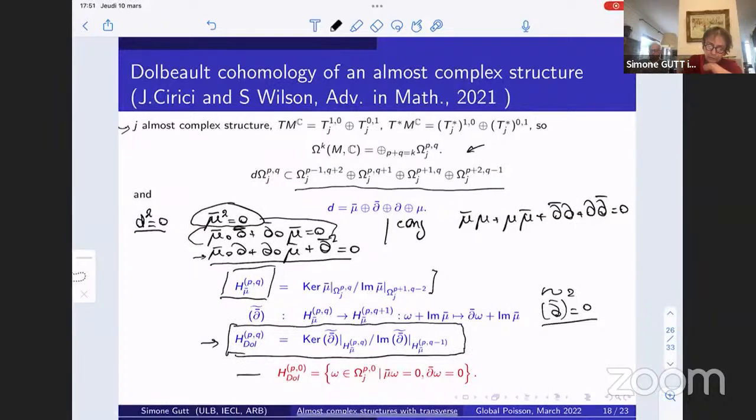In particular, it is easier to look at the HP0, because of course, if it's P0 or P1, you have that H mu bar P0 is just the kernel of mu bar in omega J P0, and the H mu bar P1 is also the kernel of mu bar in omega J P1. And so if you look at the Dolbeault cohomology, of course you don't have an image here, you don't have PQ minus one. So the Dolbeault cohomology HP0 is just a set of P0 forms which are in the kernel of mu bar and in the kernel of del bar.